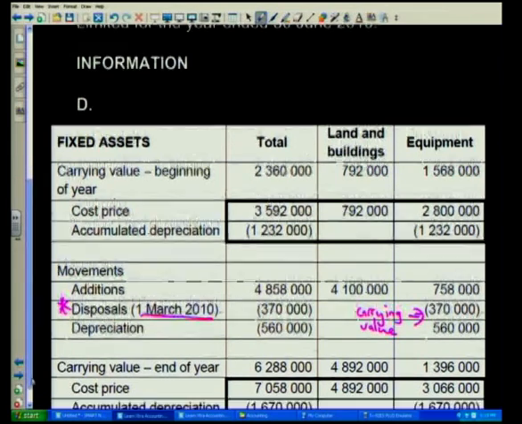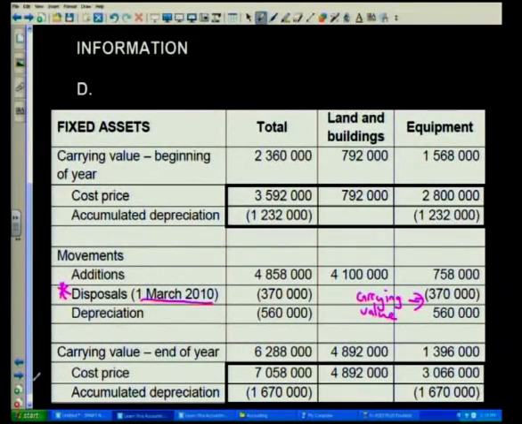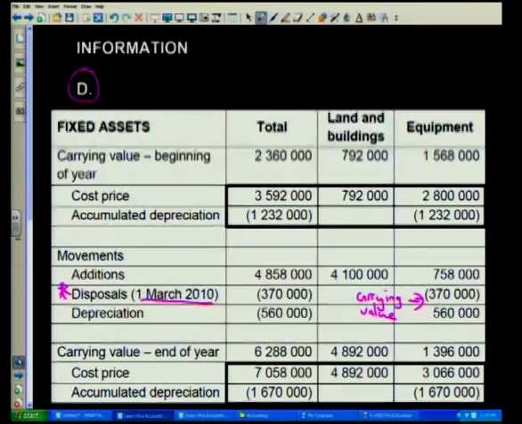Now, let's see what other information we've been given, because the question asked us to refer to information point D as well as information point C.